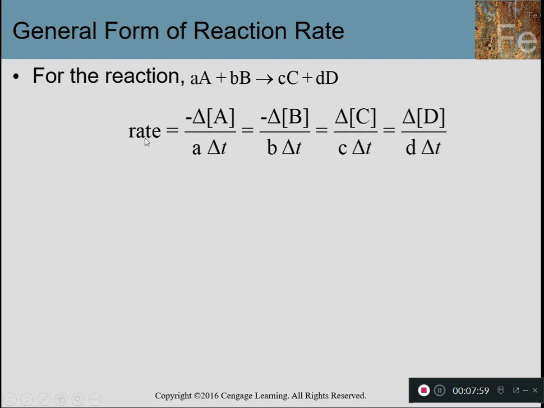So if I want to figure out the rate of the reaction, I want to find out how quickly this goes away. So the concentration of A is going to change in a negative way. So you're going to take the negative of that to turn it into a positive value. You're going to divide it by two things. You're going to divide it by the coefficient from the balanced equation, and you're going to divide it by the time. So rate is going to be the change in concentration of the reactant divided by the coefficient of the reactant divided by time. And you'll notice the same expression for all of them.